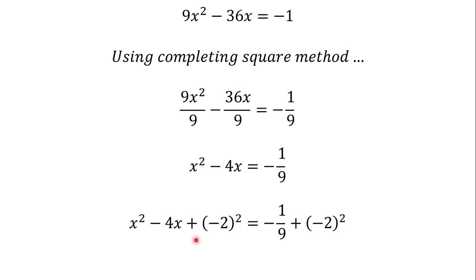When you do it like this, the next step is just pick this one and this one, put them into bracket and then square it. Just pick this x and then pick this minus 2 here, put them into bracket and then square it. But when you come to this side here, you have to find the actual value because you don't have any variable here. So minus 2 raised to the power 2 gives us 4. So here we're going to get (x minus 2) raised to the power 2 is equal to minus 1 over 9 plus 4.